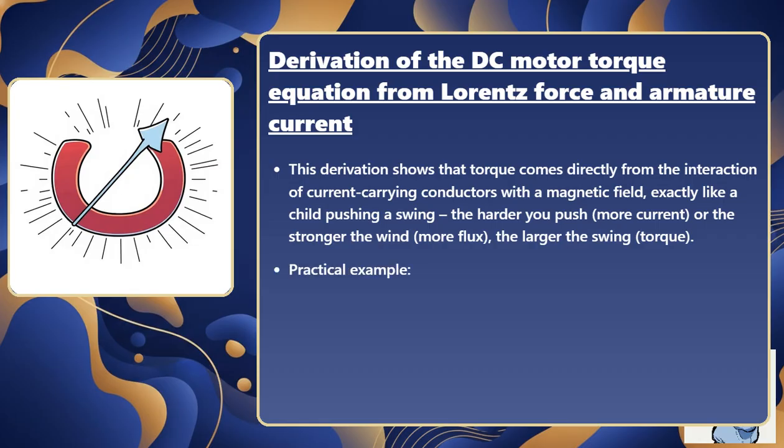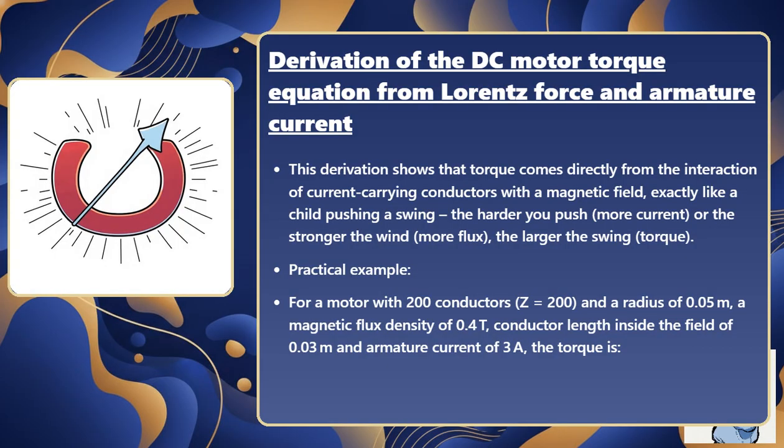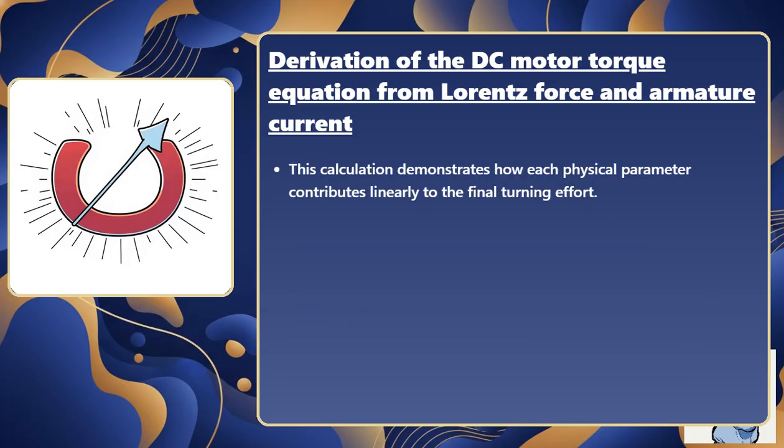Practical example. For a motor with 200 conductors, Z equals 200, and a radius of 0.05 meters, a magnetic flux density of 0.4 Tesla, conductor length inside the field of 0.03 meters, and an armature current of 3 amperes, the torque is T equals 200 divided by 2 times 0.4 times 0.03 times 0.05 times 3, equals 18 Newton meters. This calculation demonstrates how each physical parameter contributes linearly to the final turning effort.